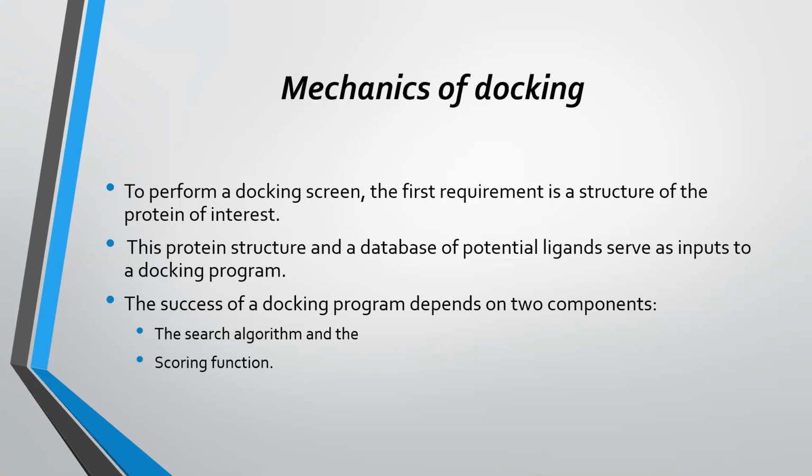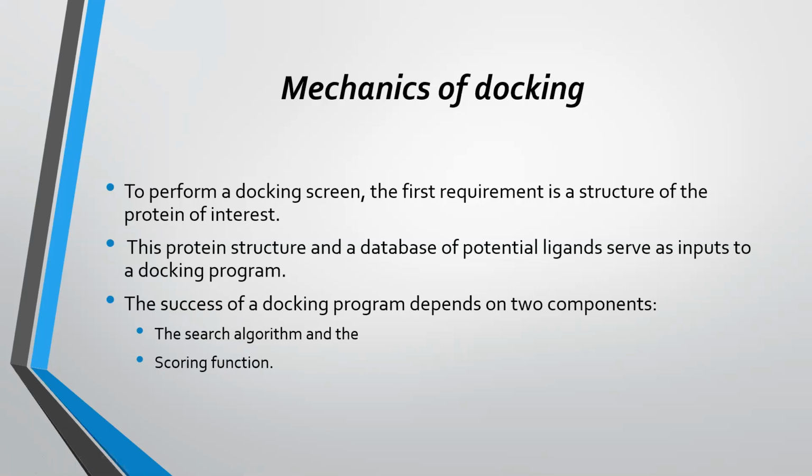So what are the two inputs? The protein structure into which you want to dock the potential ligands, and the database of potential ligands which you want to dock into the protein. The success of any docking program depends mainly on two components. What are these two components? One is the search algorithm and the other one is the scoring function.